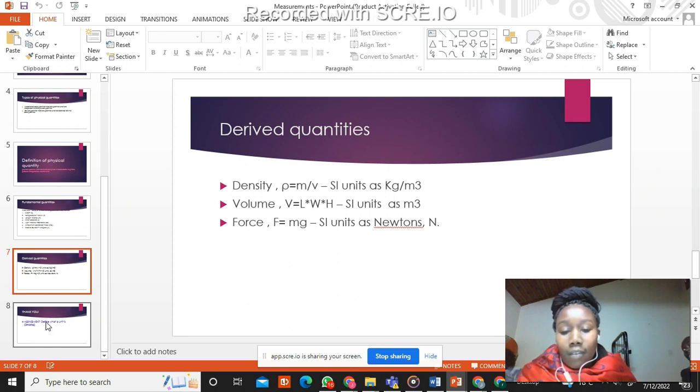The other example that I've given you is force, and we know that force can be given as mass times gravity or mass times acceleration. Yes, so for mass times gravity, we have the SI unit as newtons.